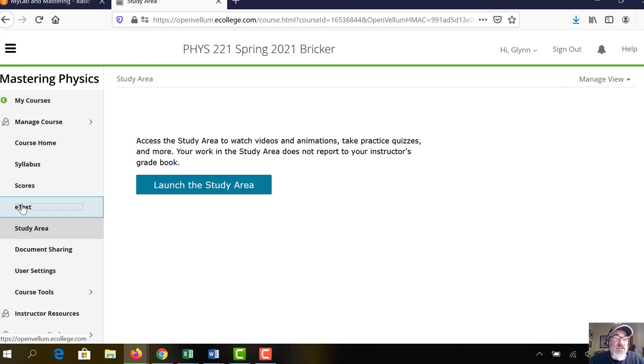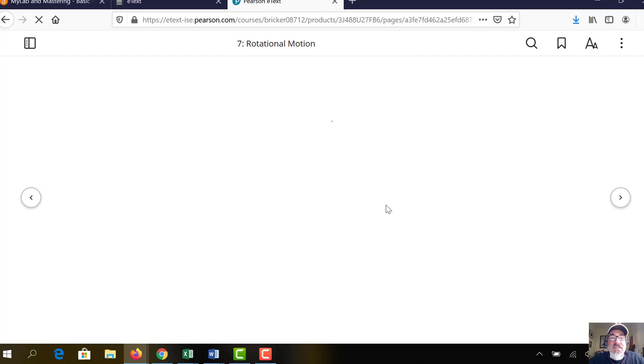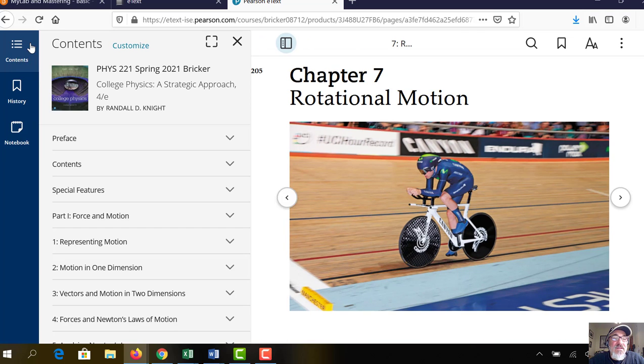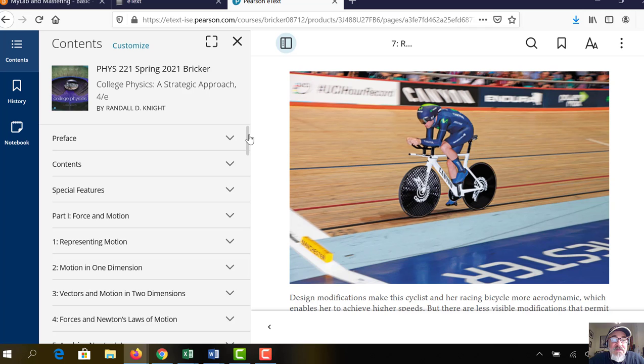The e-text, I'm sure you'll be using this a lot. Taking a minute to open here. And there we go. So we start with chapter 20 actually. So up here, table of contents. I think you scroll down here. Yep, okay.